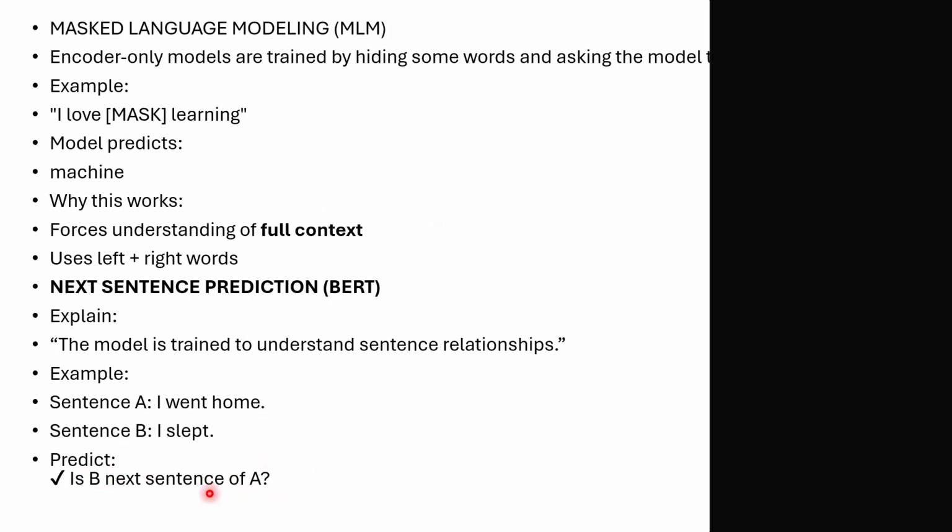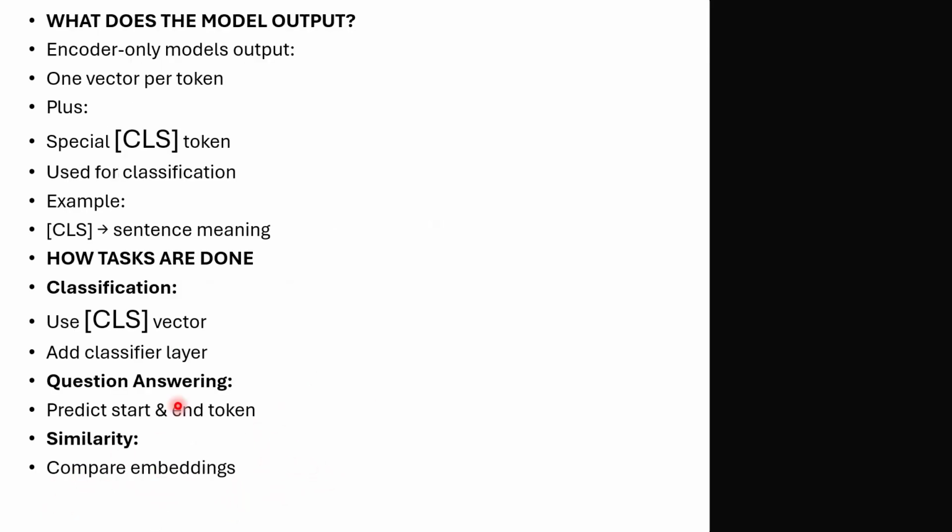So moving to the next slide. What does the model output? The encoder-only model output is one vector per token. Encoder-only models have a special class token, CLS, which is used at the beginning. The CLS token represents the meaning of the entire sentence.